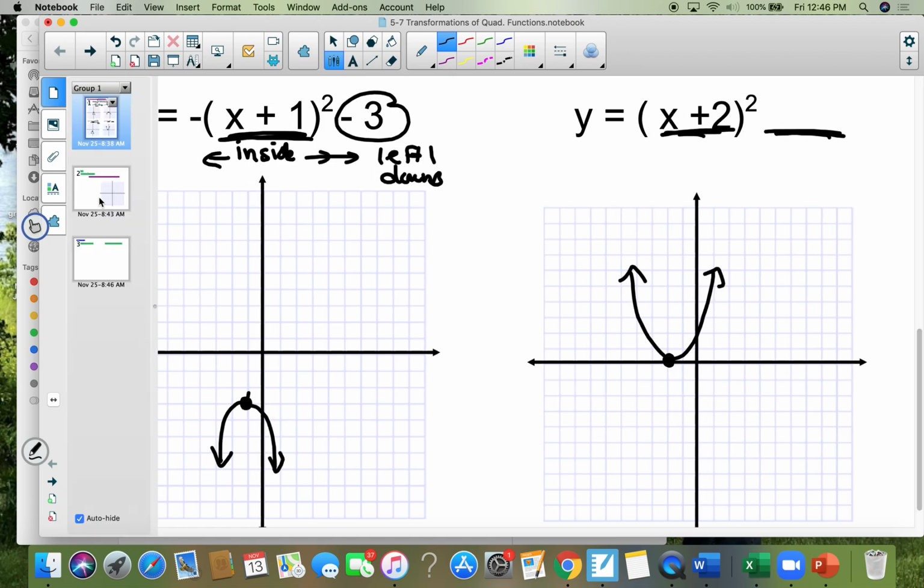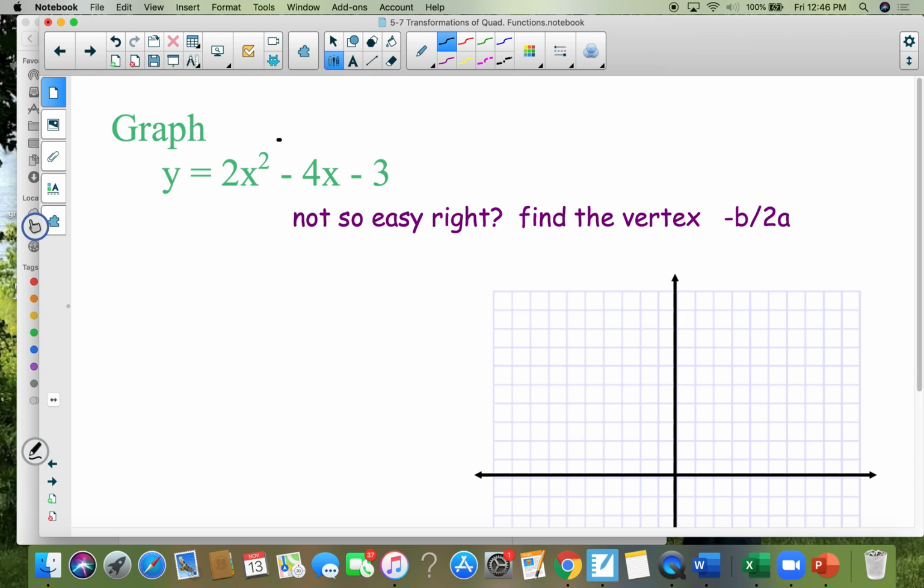The second part of the worksheet is graph it, but it's not in that form. So all we're going to do is do what we did in 5.1. You're going to make yourself an XY chart. We're going to use this from 5.1: negative b over 2a. A negative b is a positive 4. The a is 2, so that makes 4.